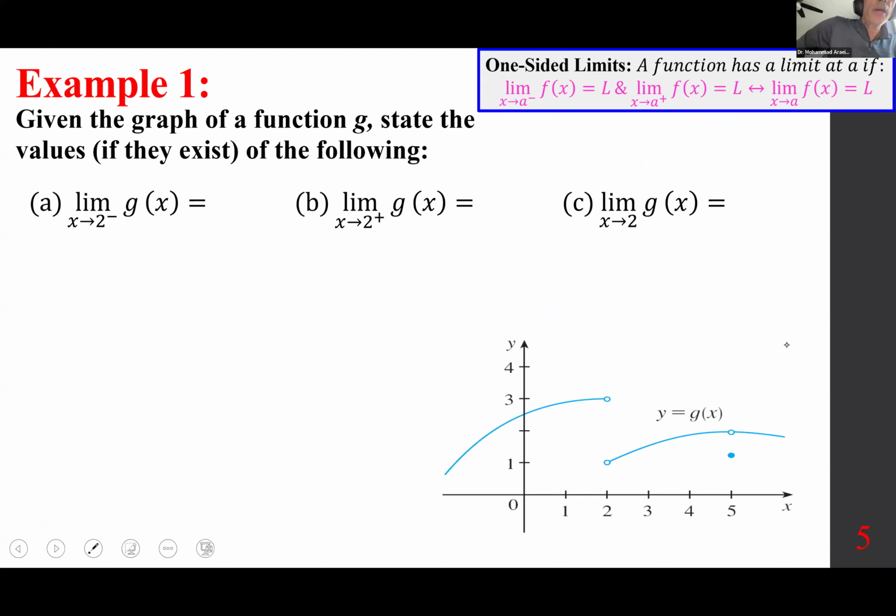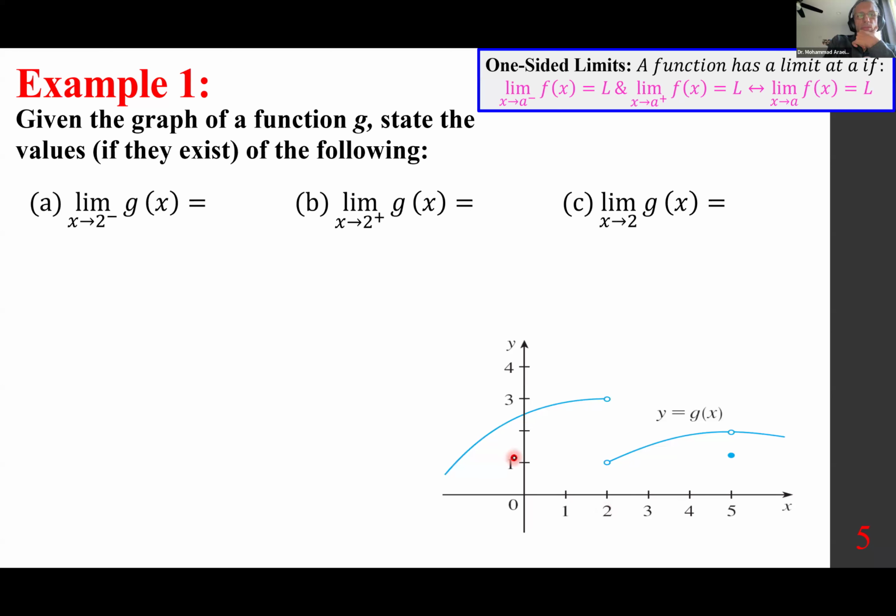Now, let's get started reminding everybody about the concept known as a one-sided limit. A function has a limit at a if the limit of f of x as x approaches a from the left equals L, the limit of f of x as x approaches a from the right equals L, and therefore the limit of f of x as x approaches a is L. So for this case, we want to find the limit of g of x as x approaches 2 from the left and from the right. Actually, we are interested in this. That's why we are going to discuss the one-sided limit.